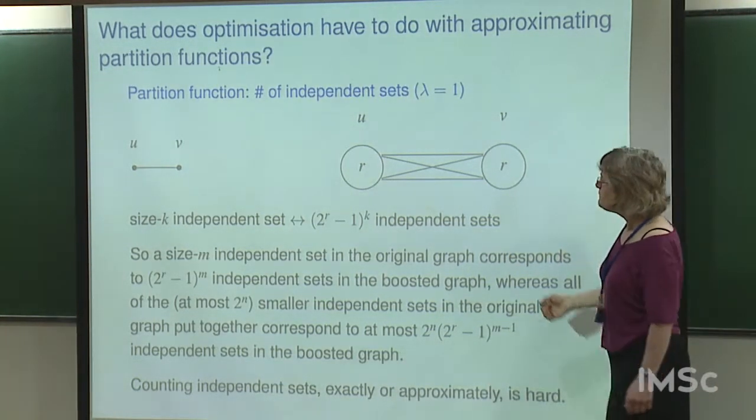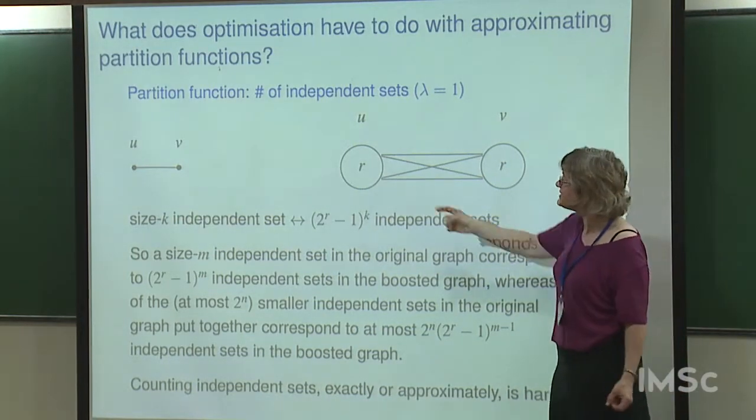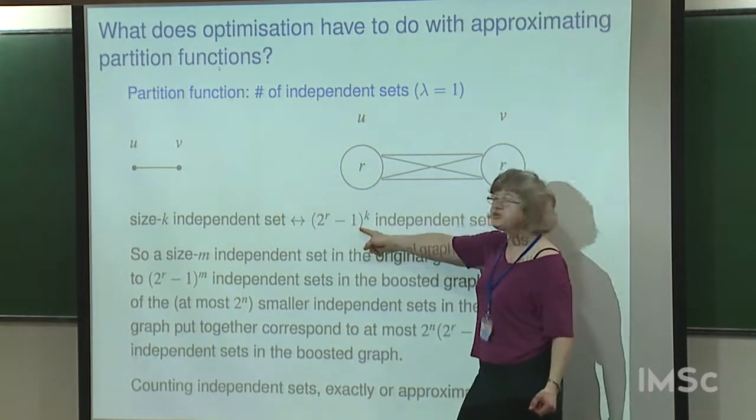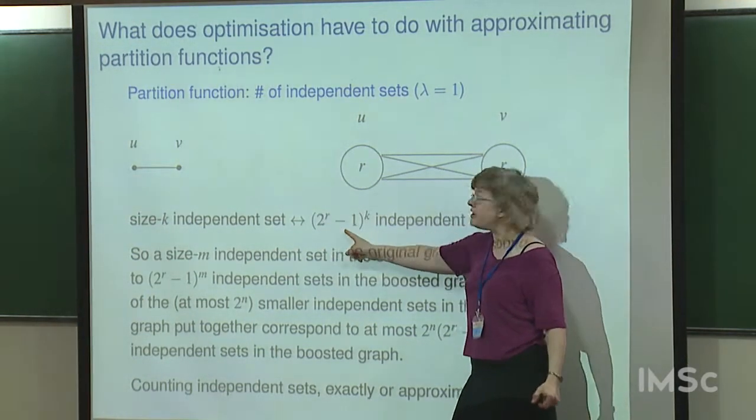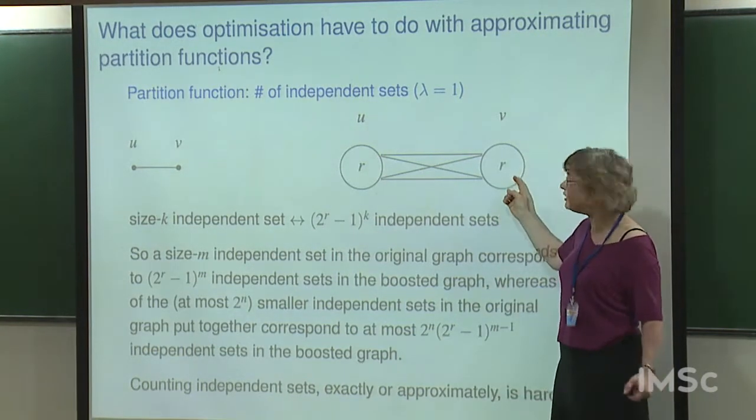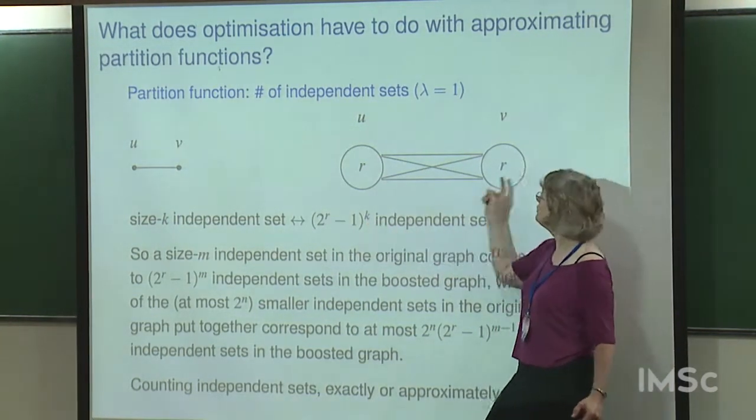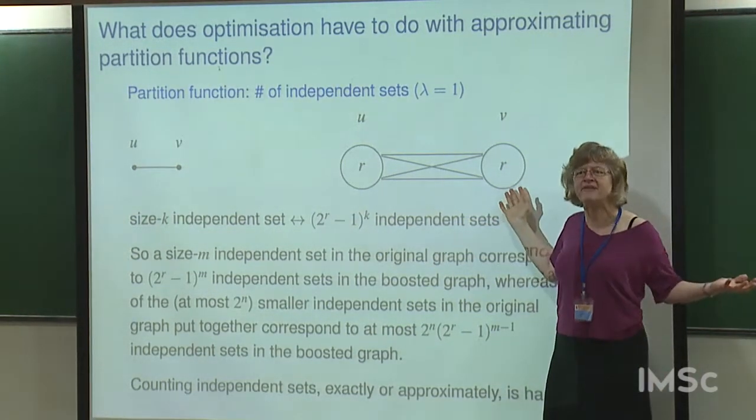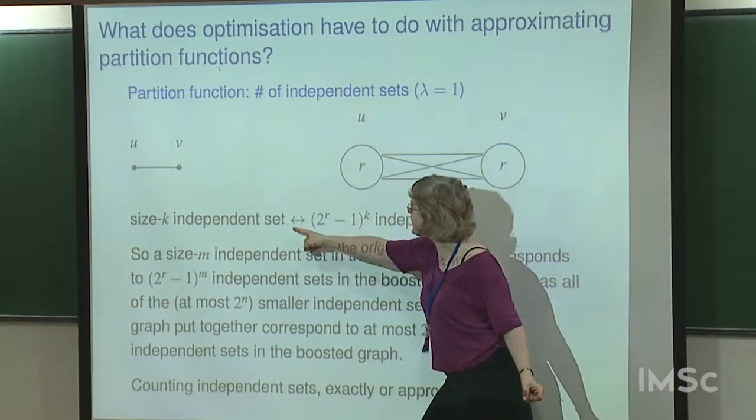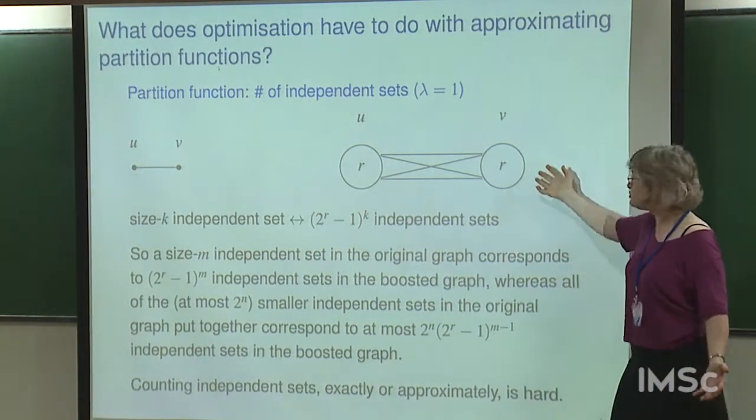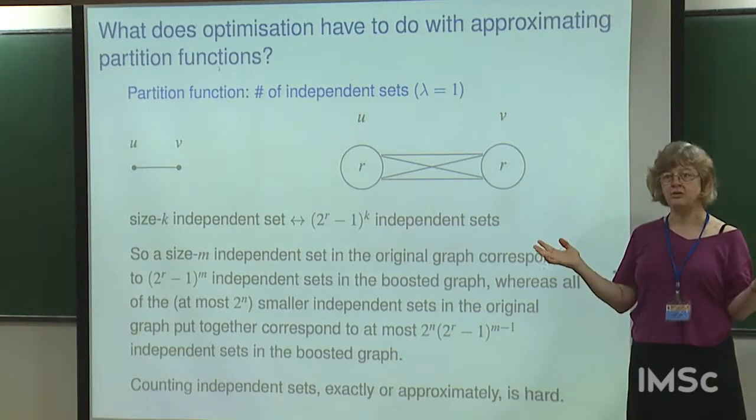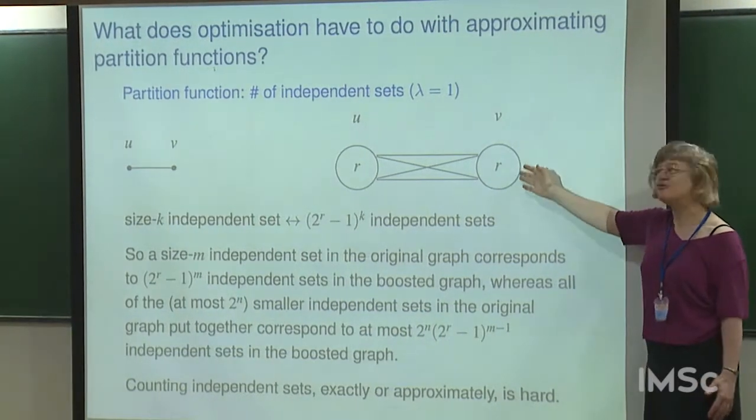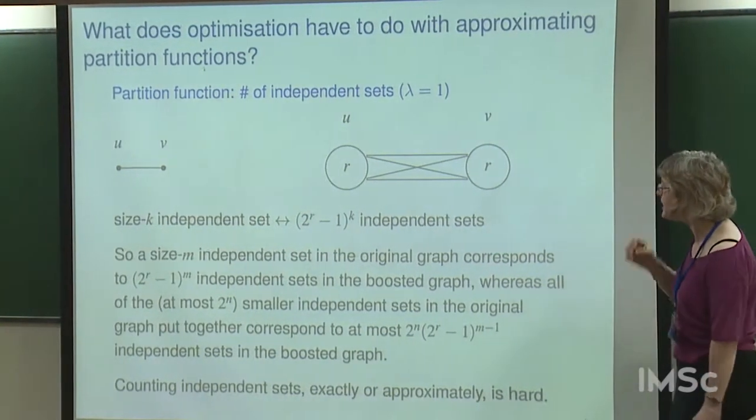How many ways? Well, if I take a size k independent set in the original graph, then that corresponds to (2^r - 1)^k independent sets over here, because every time I put a vertex in, I have 2^r - 1 things I can do. But if I put it out, I just have to leave it out. Okay, so that size k independent set gives (2^r - 1)^k independent sets over here. Okay, is that clear? Okay, and actually that's the only fact we need, and we'll be able, just in a second, to see that it's hard to count these guys.